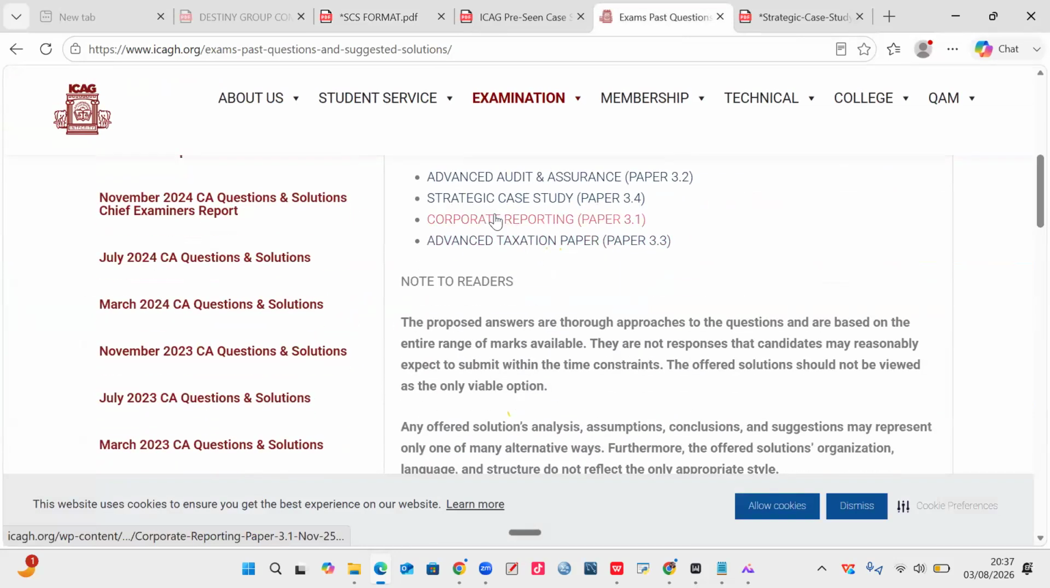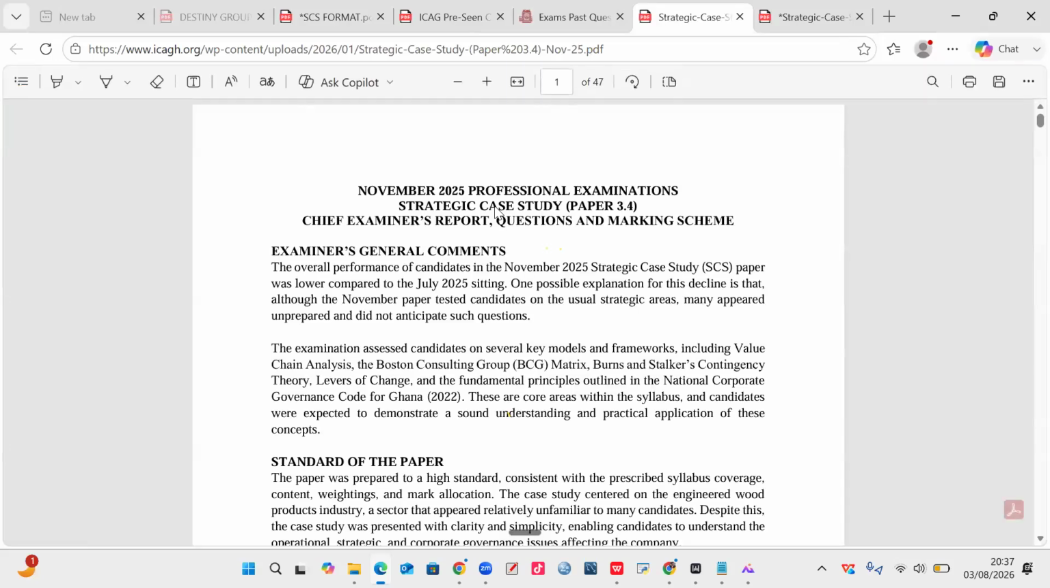So this format is not changing for 5 years. It started from 2024, right? We are in 2026, so about 2 years or 3 years now. So until 2029, it will not change. The format will not change.